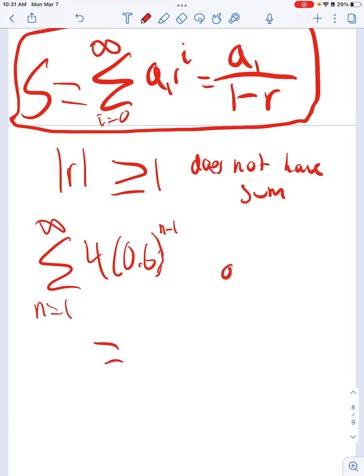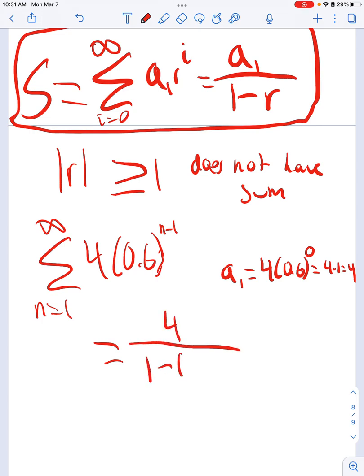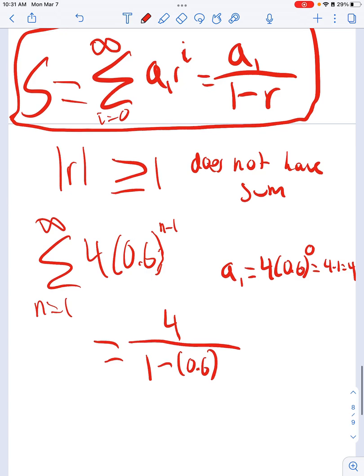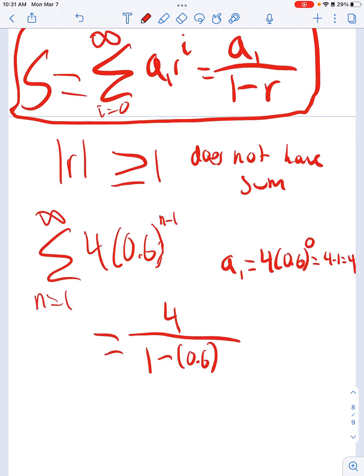If we use this formula, we get my first term, which, if I plug in a 1, is 4 times 0.6 to the 1 minus 1, which is 0. We just said anything to the 0 power is 1. So 4 times 1 is 4. So my first term is 4 over 1 minus my ratio, 0.6. So 1 minus 0.6 is 0.4. So 4 divided by 0.4 equals 10.